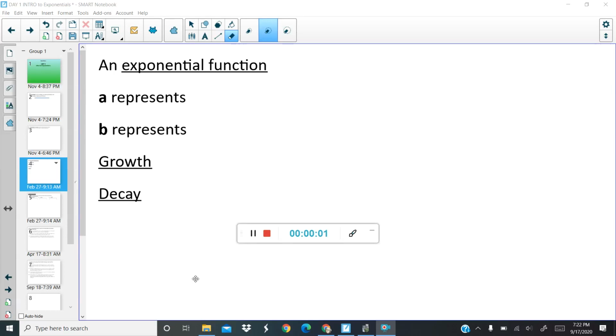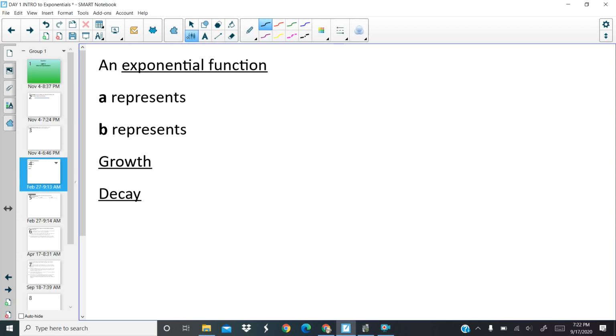Friends, so today we are starting Unit 2, and Unit 2 focuses all on exponential functions and logarithms. So we are going to jump right into it, and today we're going to be talking about exponential functions. The parent form of an exponential function is going to be y equals a times b raised to the x power.